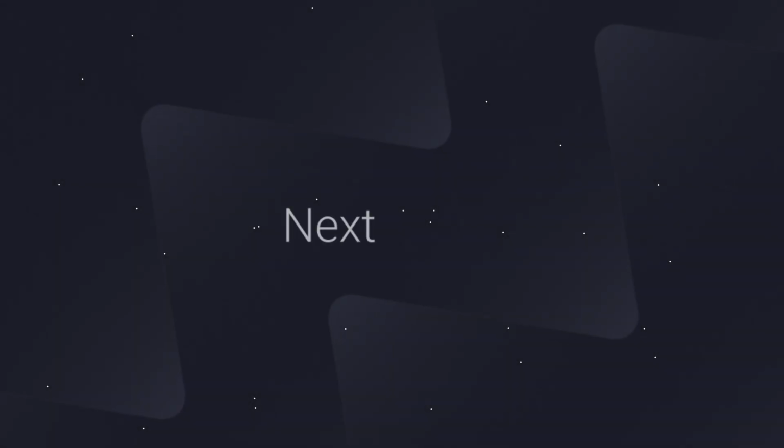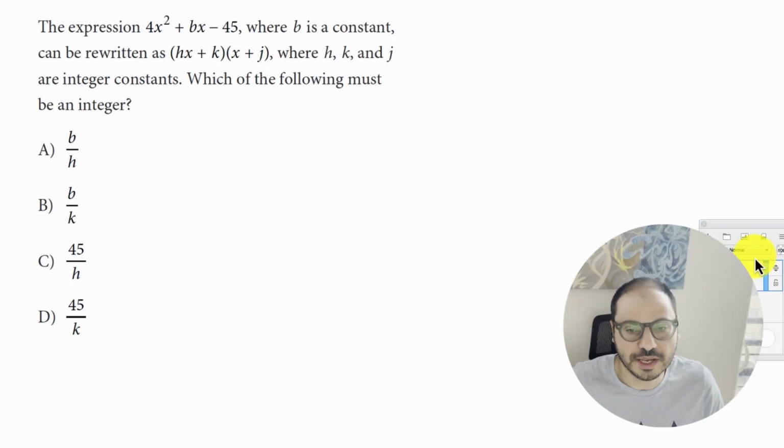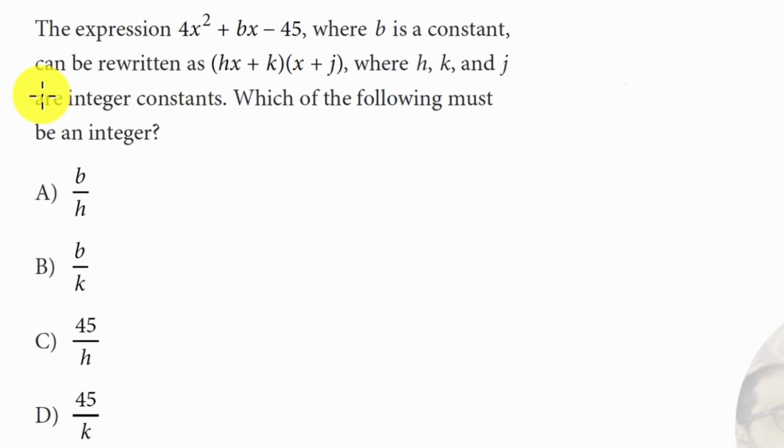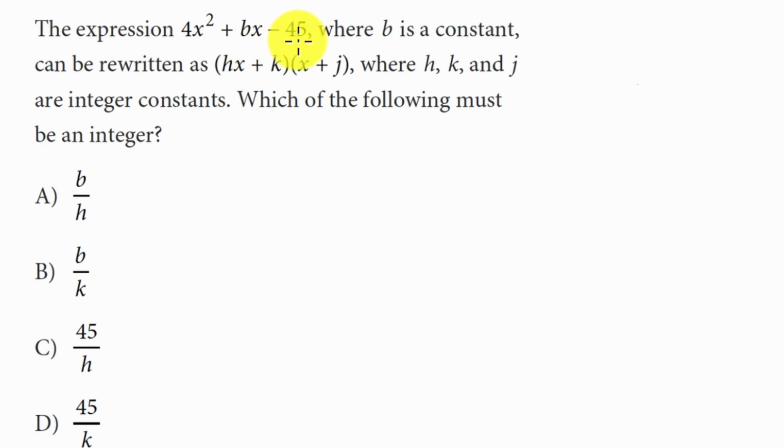All right, this one's actually, again, another one that looks difficult, but when you use Desmos, it becomes really easy. First, let's read it. The expression 4x squared plus bx minus 45, where b is a constant, can be rewritten. So we're going to set this 4x squared plus bx minus 45. When it says can be rewritten, we're just going to say that that's equivalent, tilde, hx1 plus k, x1 plus j. And then it says where h, k, and j are integer constants, which of the following must be an integer? So remember, integer is a whole number, can't be a fraction or decimal.